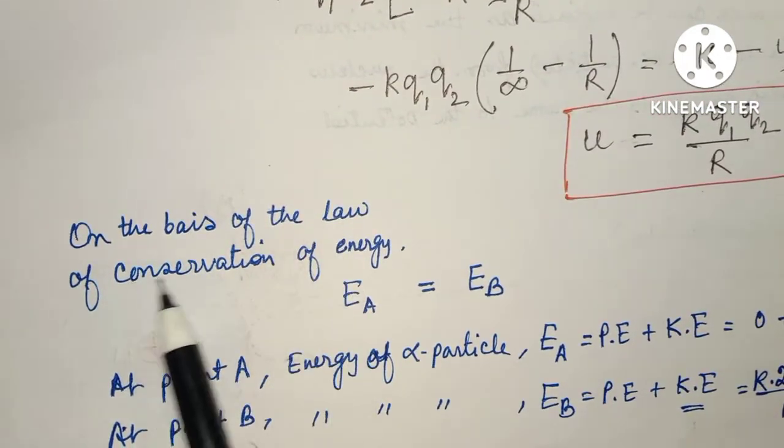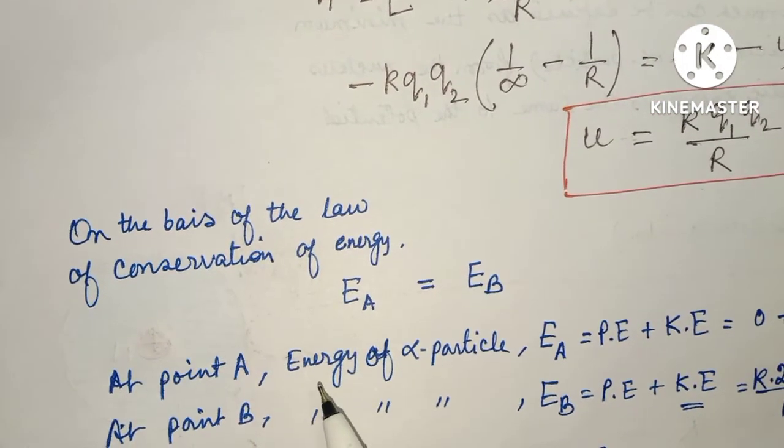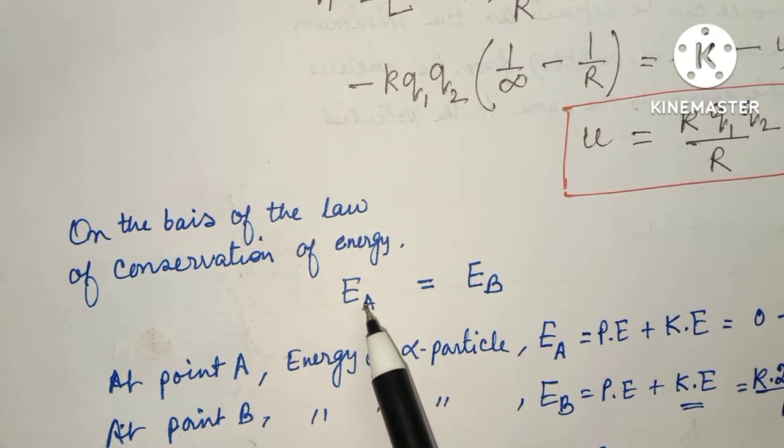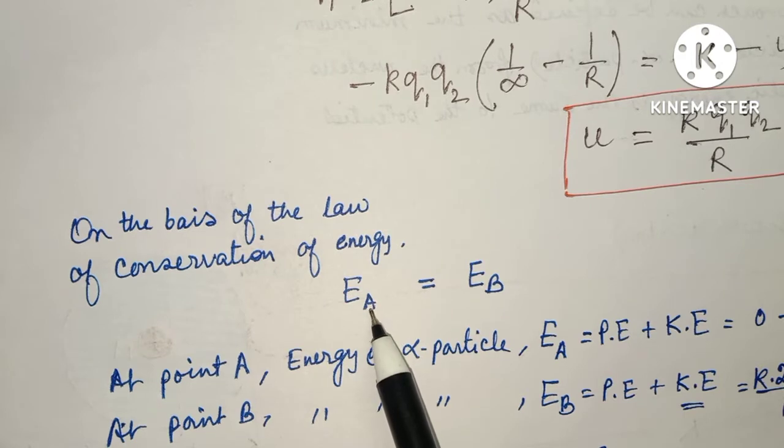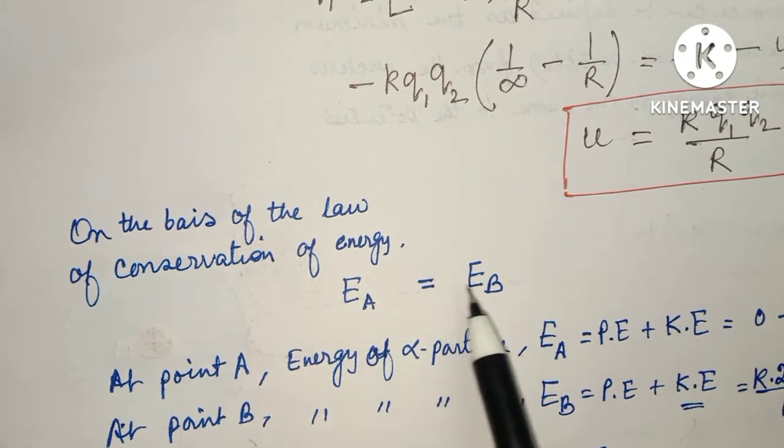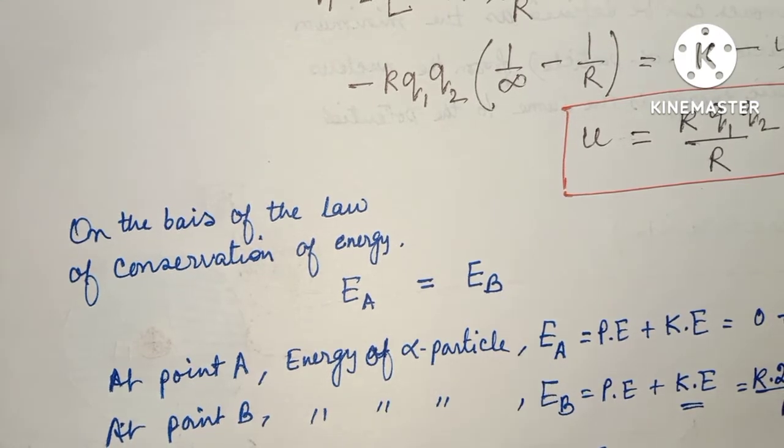On the basis of the law of conservation of energy, the energy of the alpha particle at point A is exactly equal to the energy of the alpha particle at point B.